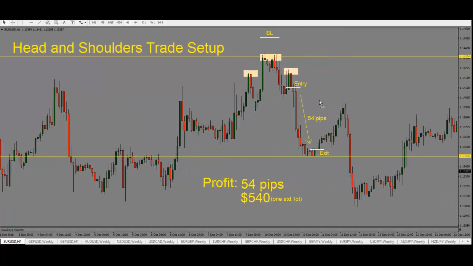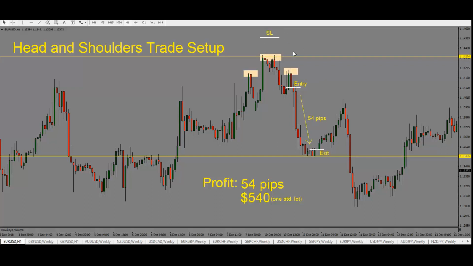Best place to take the entry here would be on the close of this red candle here. So we wait for price to drop here and then enter the trade short on the close of this bearish candle. And then we stay with the trade as price moves lower.